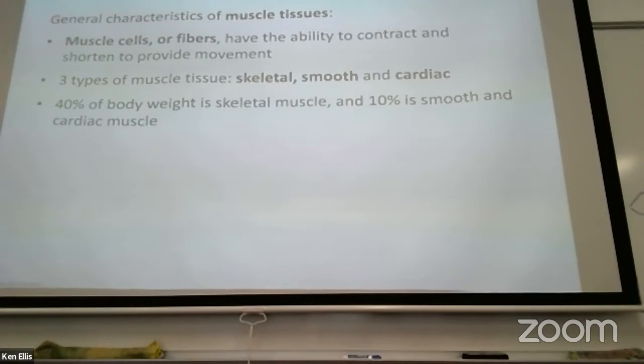So when I think about what they have as a general characteristic, they're fibrous, they contract. Underline that word. That's all they do. What pulls them out is an opposite muscle on the other side. Okay? They do not push, they only pull. That's it. So they contract and shorten. That's all. There are three kinds: skeletal, smooth, and cardiac. 40% of your weight is skeletal muscle, and 10% is smooth and cardiac.